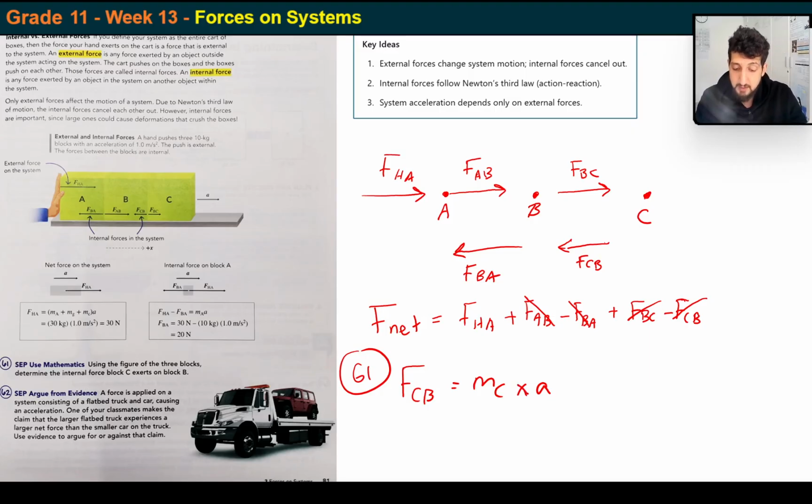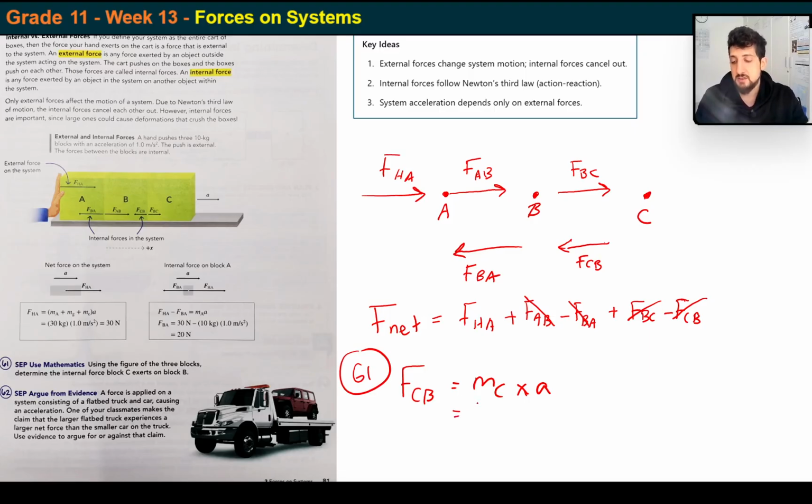Okay? That's it. Why only the mass of C? Because that's the only thing that they asked for. First of all, they asked for FCB. And the only thing that influences FCB is the mass of box C. And if there was no box there, there wouldn't be FCB, right? Or if the box was heavier, then that FCB value would be greater. So that's why it's only box C and the mass of box C that influences the outcome in this stage.